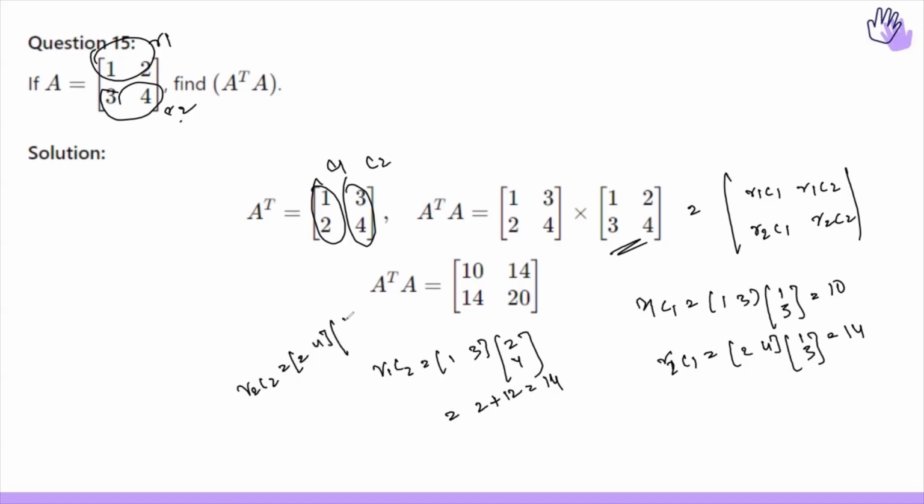R2 C2 will be 2 4 times 2 4, so that is 4 plus 16, which is equal to 20. This is how you will find all the values, and then you can just substitute, and this is the final answer. A transpose times A is equal to 10 14 14 20.